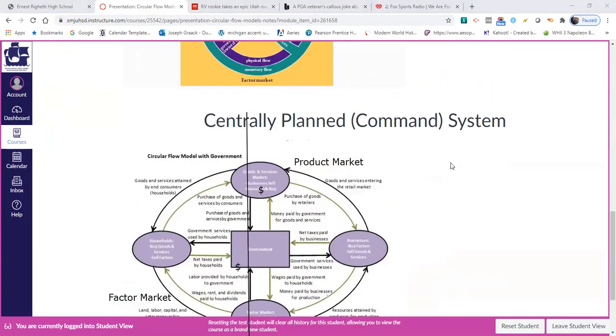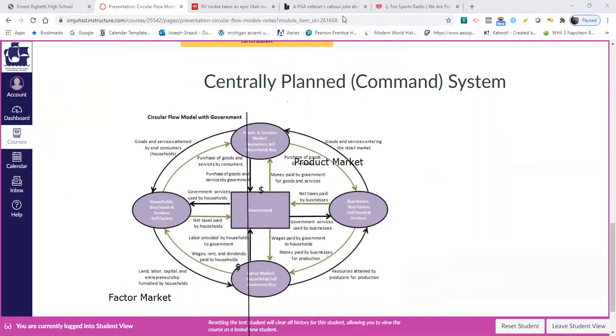All right. And then here we have a circular flow model for a command system. Let me clear that out because it gets a little bit crowded. Here you can see the most exchanges that take place. We have a product market and a factor market, but the government is involved in everything. The government has a say in how everything is distributed. So again, goods and services entering the retail market. Resources attained by producers, land, labor, capital furnished by households, goods and services attained by consumers. This is a circular flow model for a centrally planned or command system.